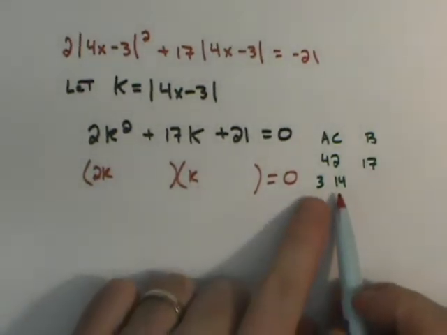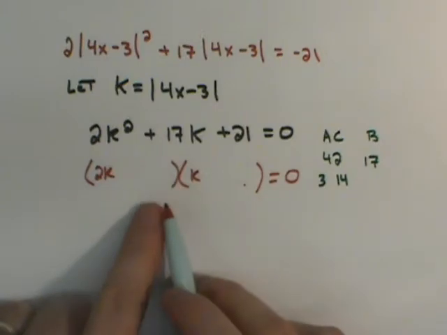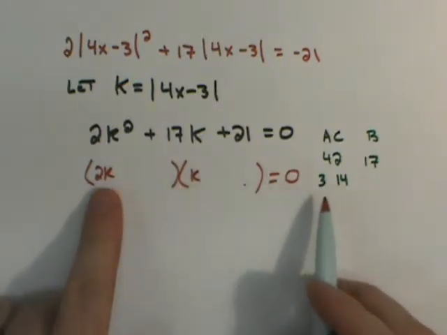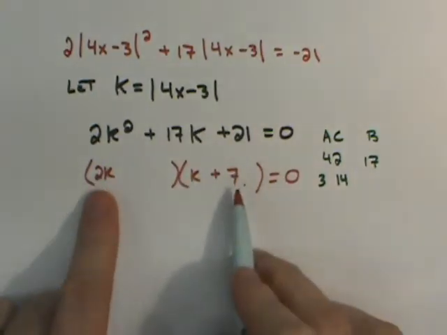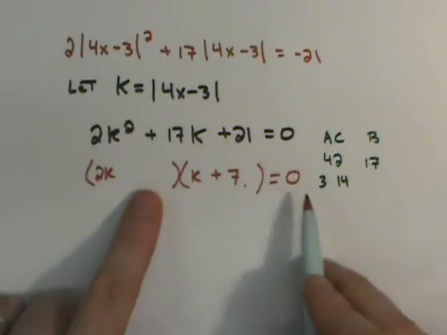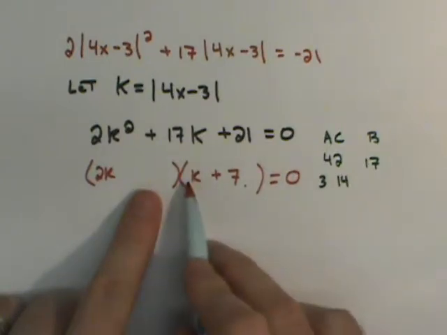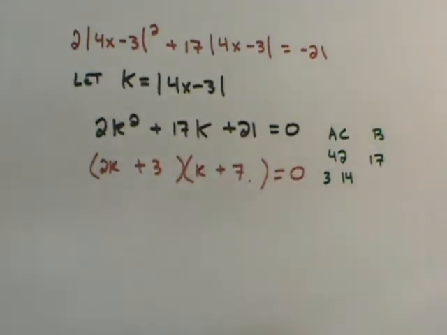And then the values that I have over here have to represent the outer and inner products. So 2 times what produces 14? 7. 2 times 7 produces 14. That's outer. That forces the inner to have to produce this 3. 1 times what produces 3? Positive 3.